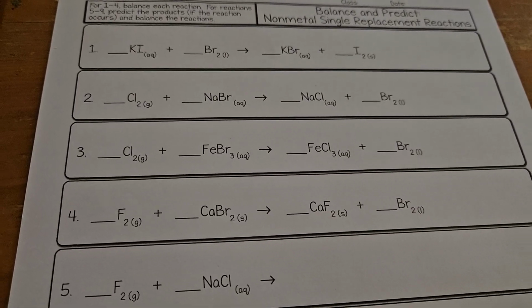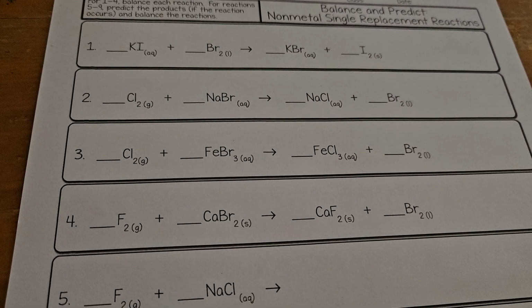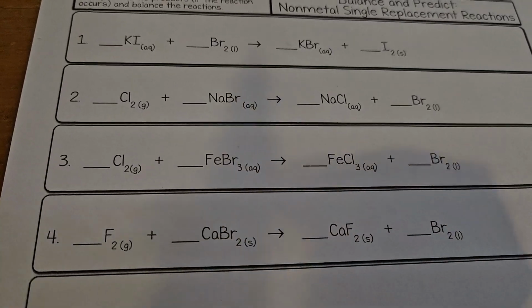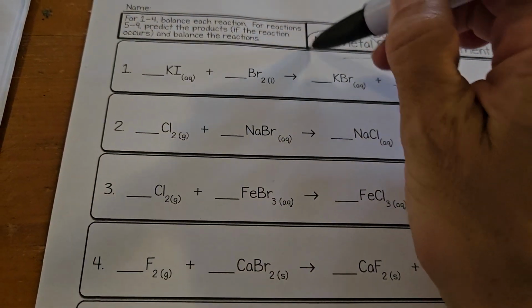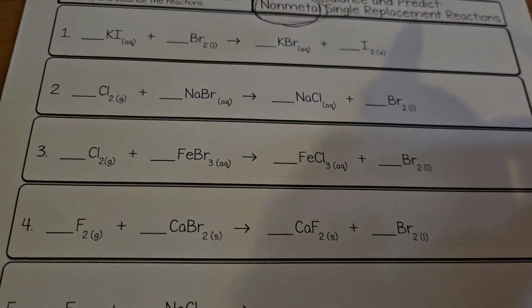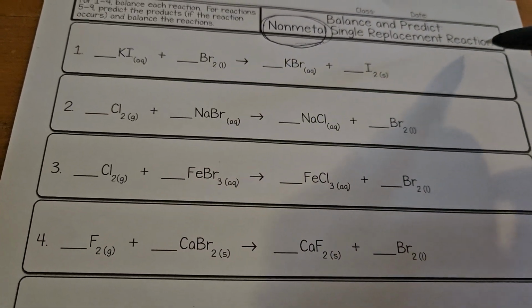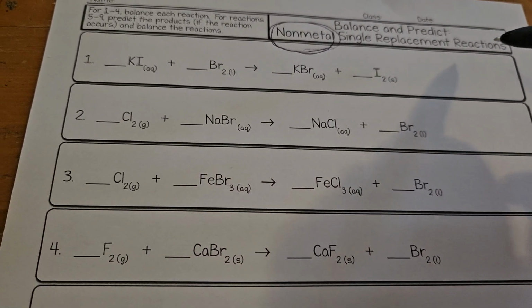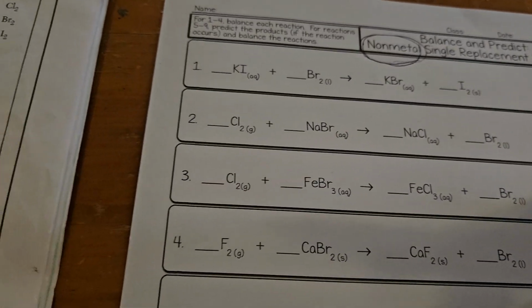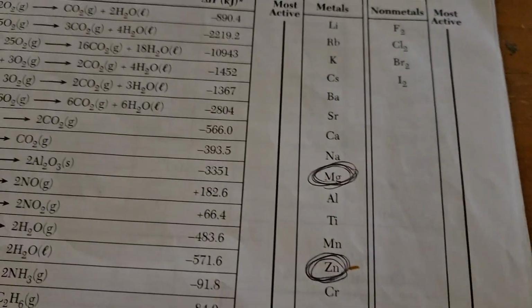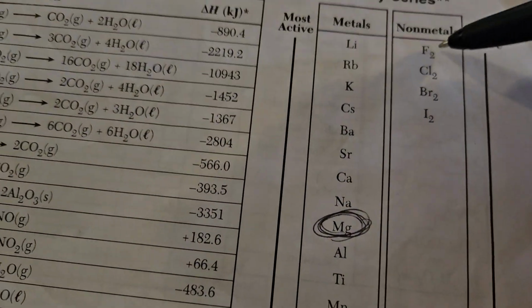It's just more practice with the single replacement, except now it's going to be with the non-metal portion. So you'll need to get the non-metal single replacement reactions paper from the sub. And then this time when you're using table J, we're going to be looking at the non-metal side.